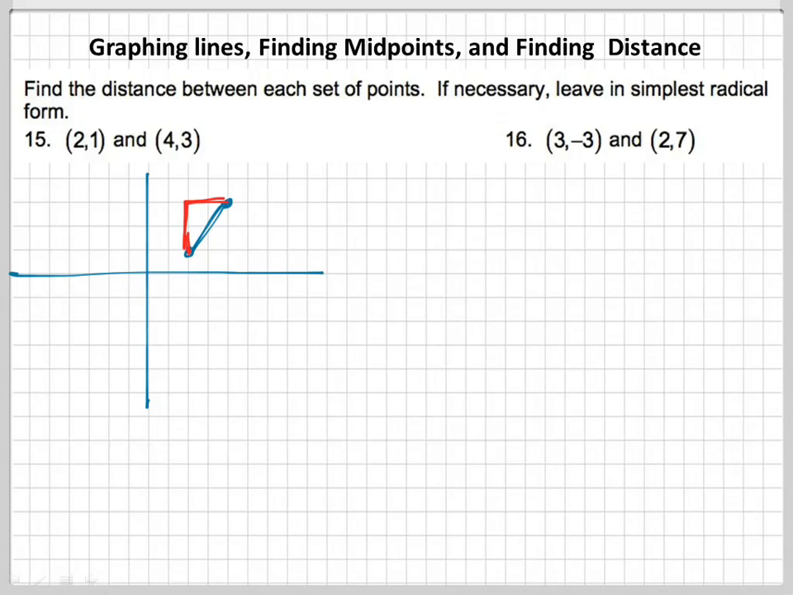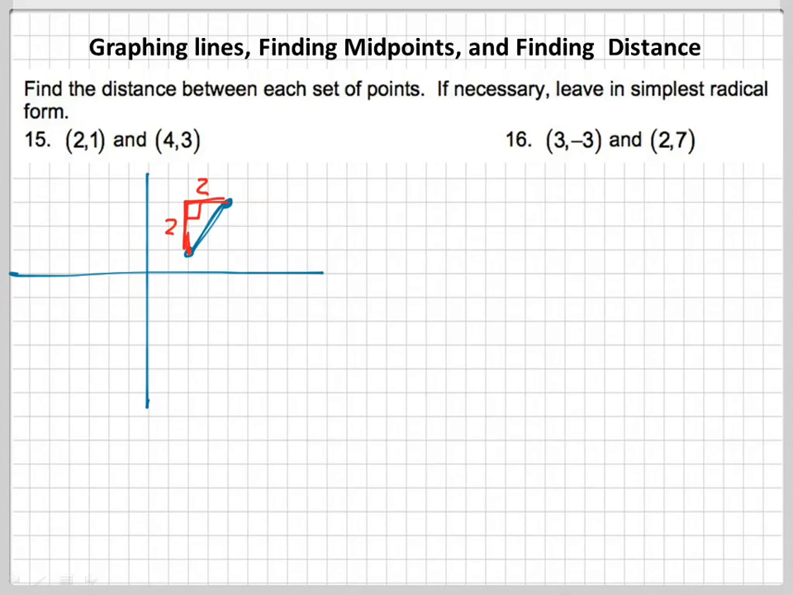The reason why you would want to do that is because then you can see the distance right there is 2, and the distance right there is 2, because you can count those. It's nice and orderly. This one right here, you can't count because they're diagonals of the little squares.